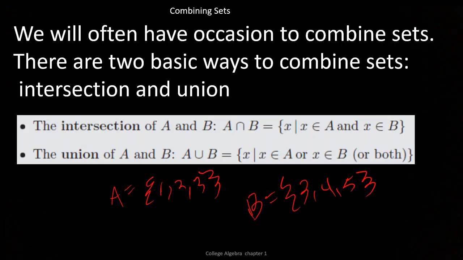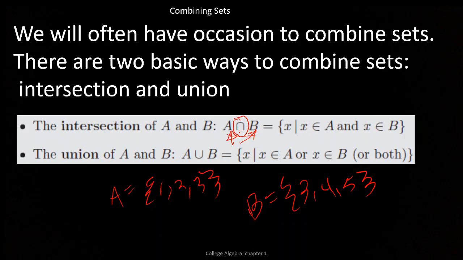One of them is called intersection, which is represented by this upside down kind of U. That's the intersection symbol. So A intersect B, that's how you read it. A intersect B means we are interested in a set whose members have to be a member of A and a member of B.